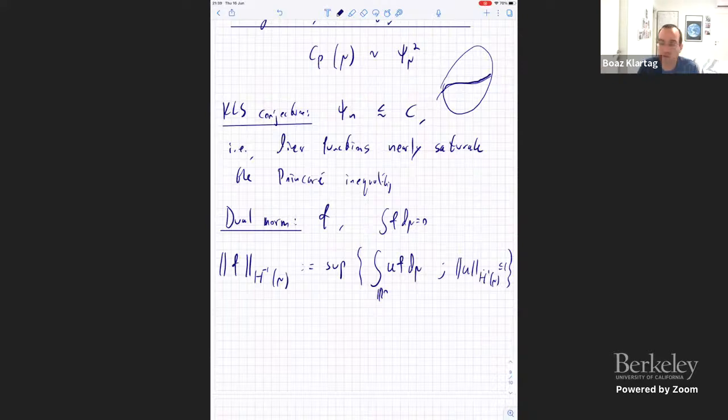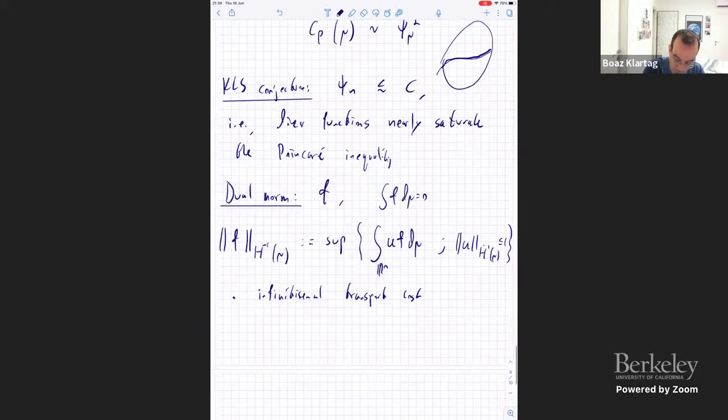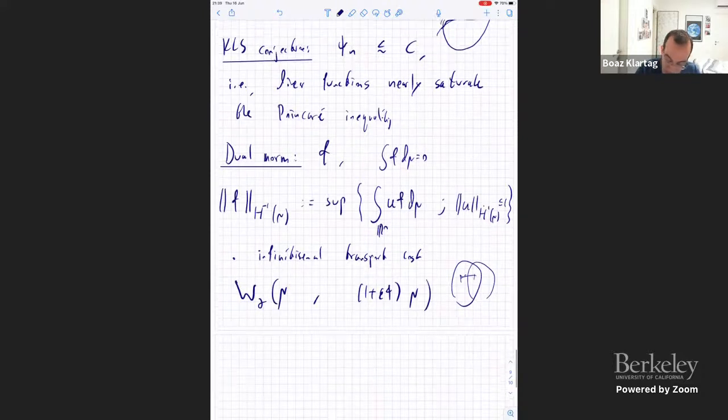Okay, what's the meaning of this norm? This is the infinitesimal transport cost. If you have your measure mu, and you look at another measure, 1 plus epsilon f times mu, which is again a probability measure because of this condition, and you ask what's the best way to couple them so as to minimize the squared L2 distance, then this is called the Wasserstein metric. And this is indeed roughly epsilon times the norm. So that's the meaning of this inverse Sobolev norm.